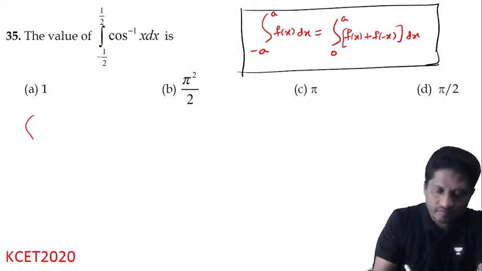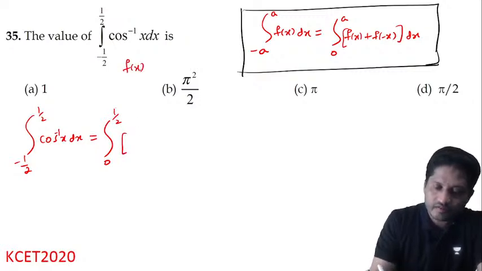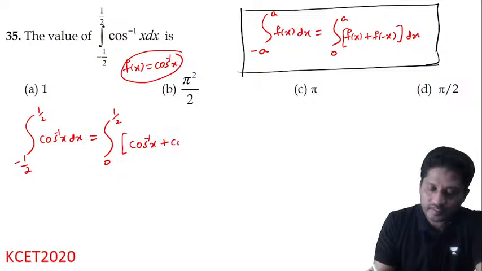now the integration of cos inverse of x dx from minus 1 by 2 to plus 1 by 2 is equal to the integration from 0 to a, that is 0 to 1 by 2. I take f of x is equal to cos inverse of x. This is f of x plus f of minus x, right? f of x is cos inverse of x, f of minus x is cos inverse of minus x, and then dx. This is 0 to half.